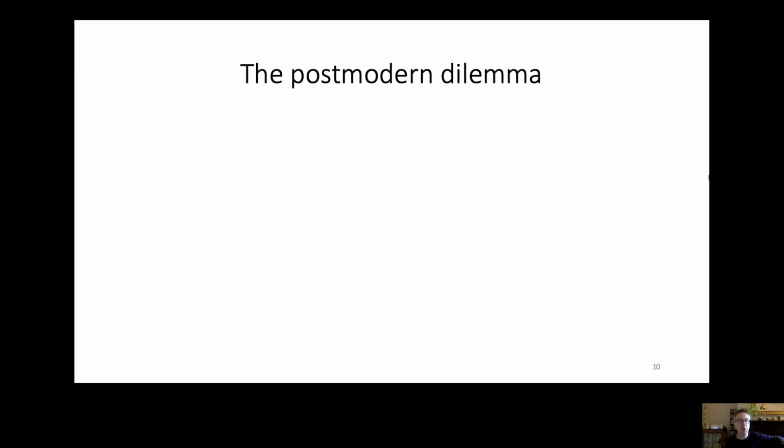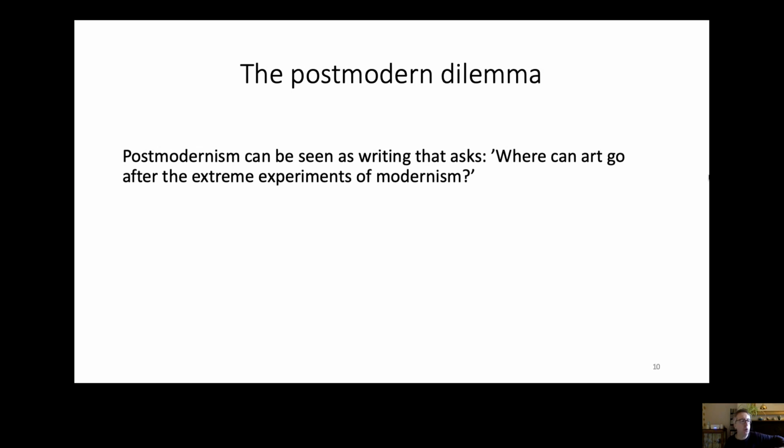So I'm going to call this the postmodern dilemma. This is the dilemma broadly for writers working and artists working in the post-Second World War period. And the dilemma, or the question, is this: where can art go after the extreme experiments of modernism?